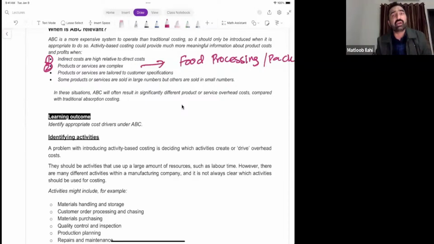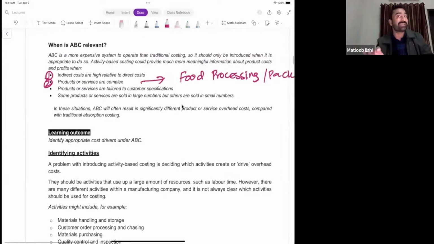And number four, some products are sold in large numbers, but others are sold in small numbers. For example, Honda cars or Toyota cars, some of their models are sold in large numbers, but their premium models, for example, Land Cruiser or Lexus models, are sold in small numbers. So some products are sold in large numbers, some in small. Understand? So if this is the situation, it makes sense for activity-based costing. So I hope you have understood the situations where ABC makes sense. Got it?